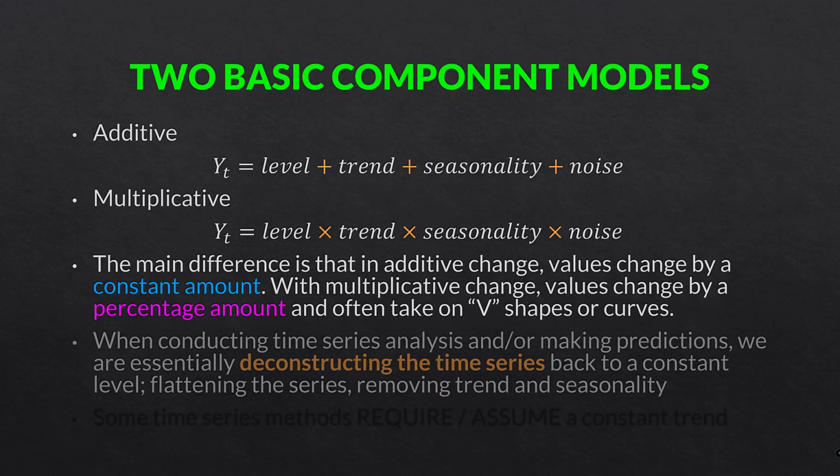When conducting time series analysis and/or making predictions, we are essentially deconstructing the time series back to a constant level. We flatten out the series, removing trend and seasonality. So when building time series models, which are different than a traditional time series prediction, we'll talk about that later, what we are essentially doing is backing out these components. We're going to back out the seasonality. We're going to back out the trend. So really, all we're left with is a constant level and some noise.